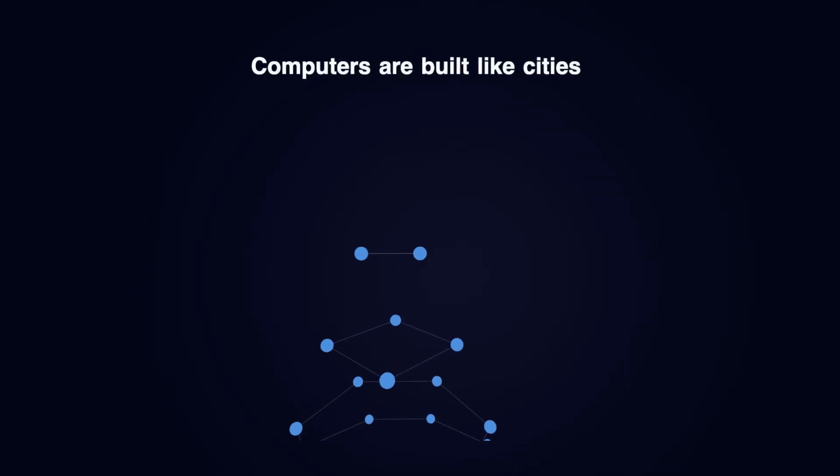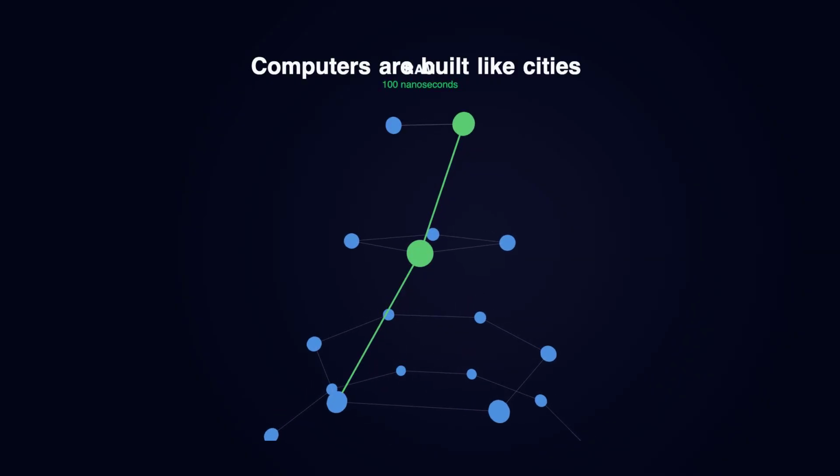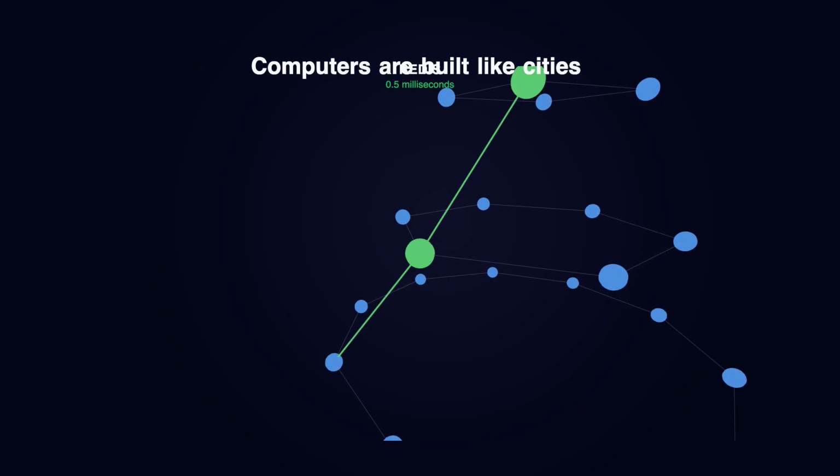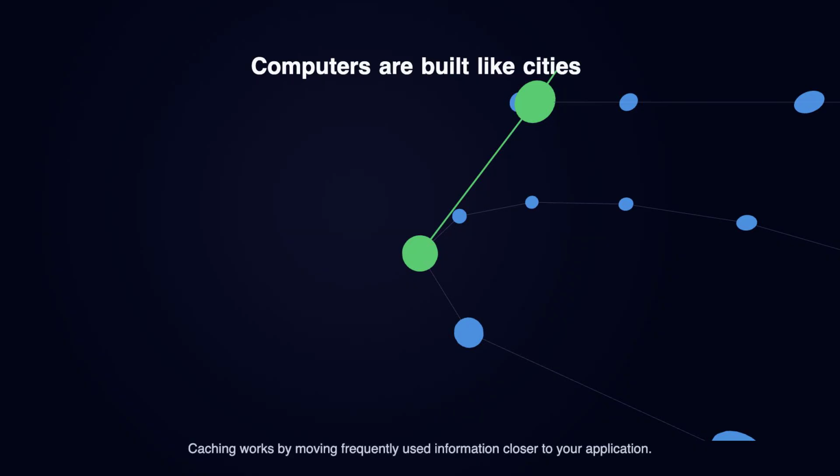Computers are built like cities. The closer data is to the processor, the faster it can be reached. CPU cache, about a nanosecond. RAM, about 100 nanoseconds. Redis, half a millisecond. A database, 20 milliseconds or more. Caching works by moving frequently used information closer to your application.